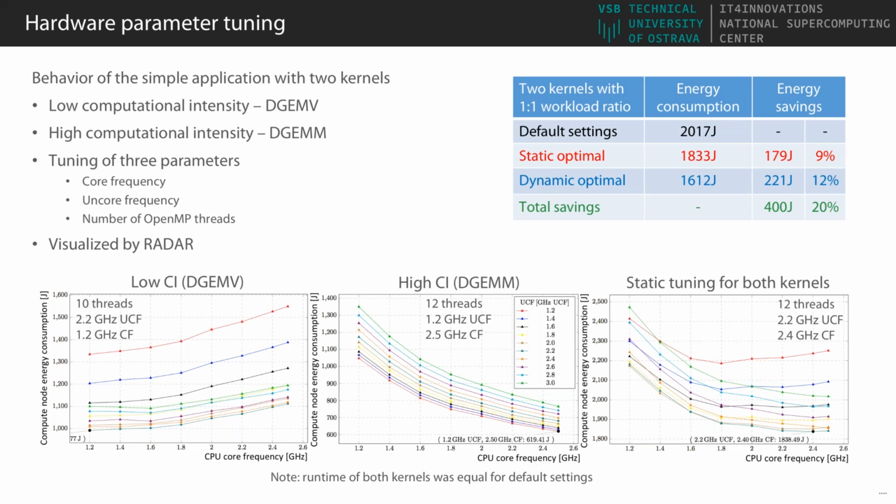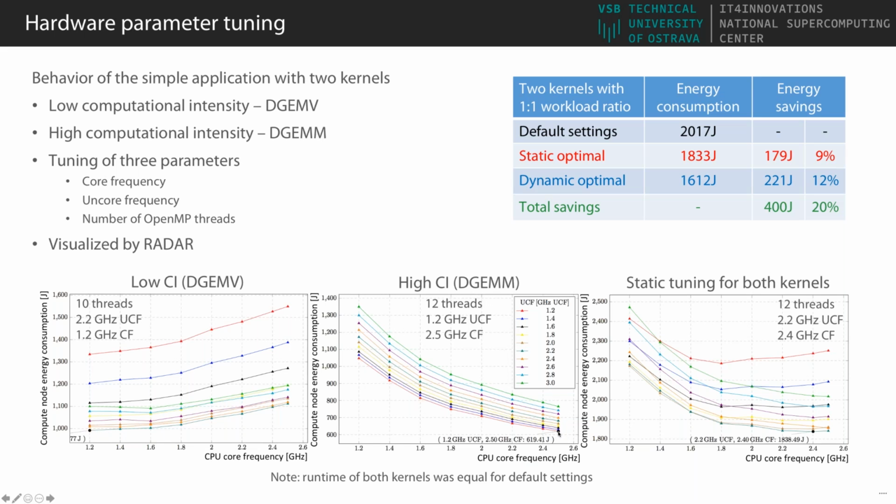In these slides, I would like to show what the difference is if you perform dynamic and static tuning. Right now I have just a one-to-one ratio of compute and memory bound workload, where low CI means low computational intensity and high CI means high computational intensity. So I have two kernels. One of them is compute bound, which is the graph in the middle. One is memory bound, which is the graph on the left. And I see that my optima are here.